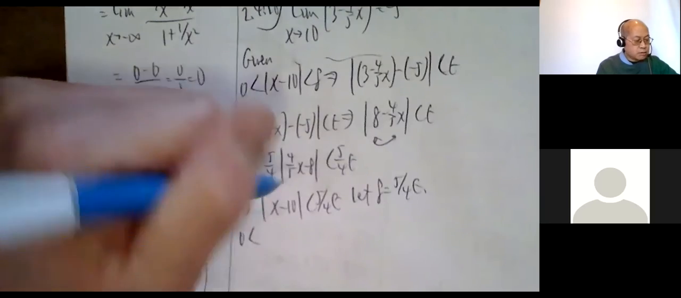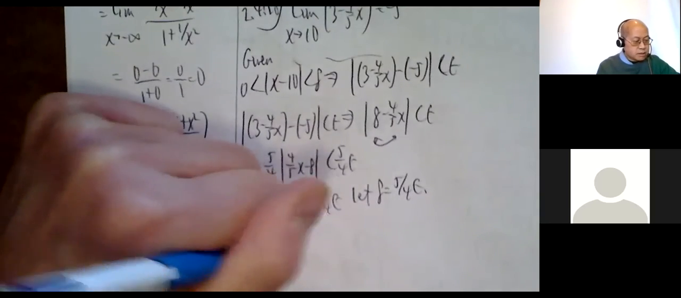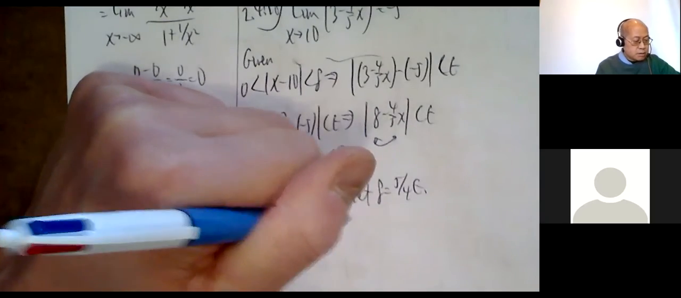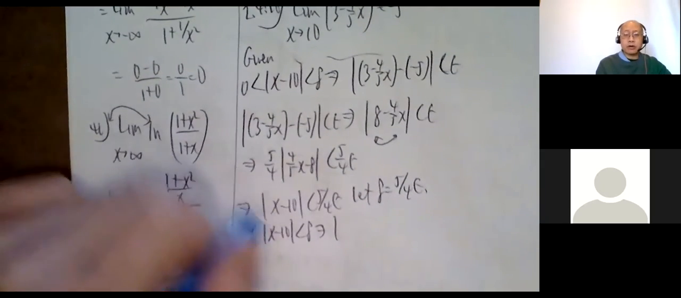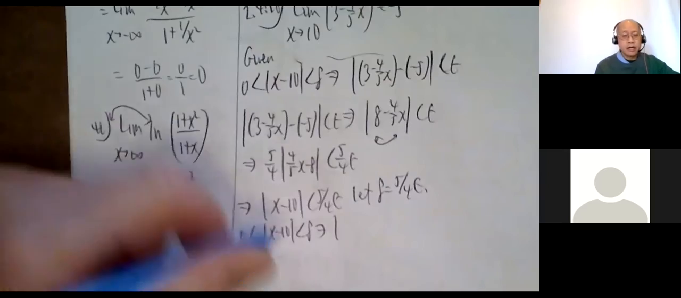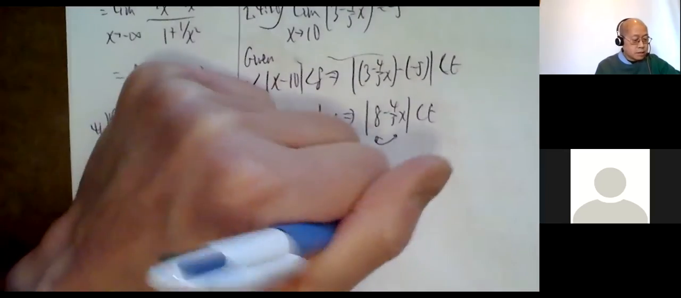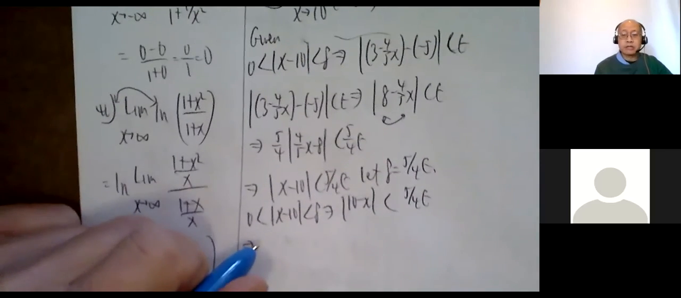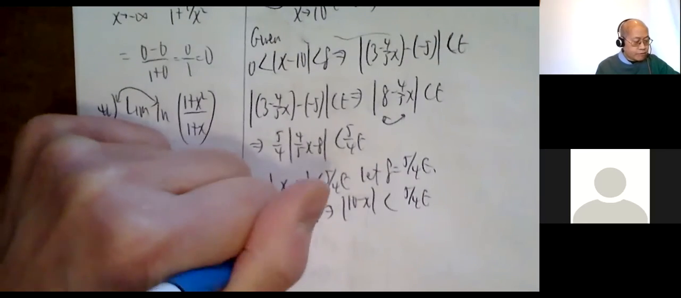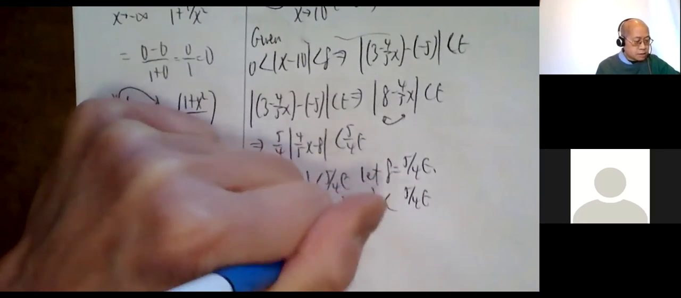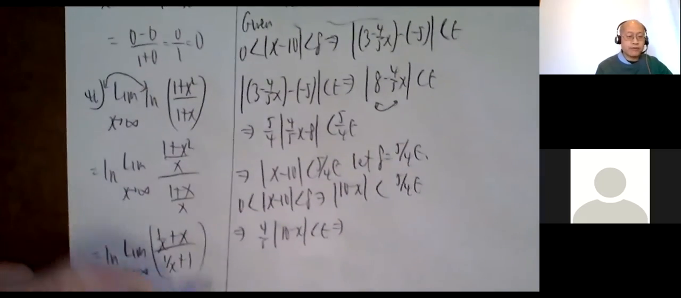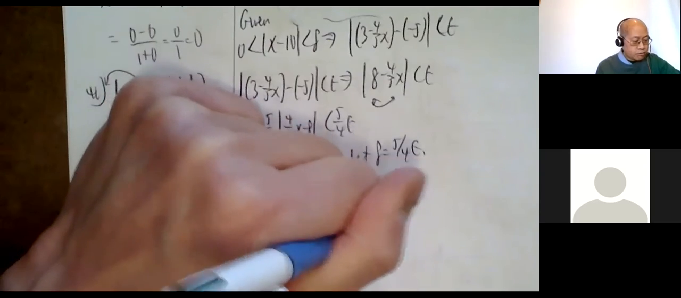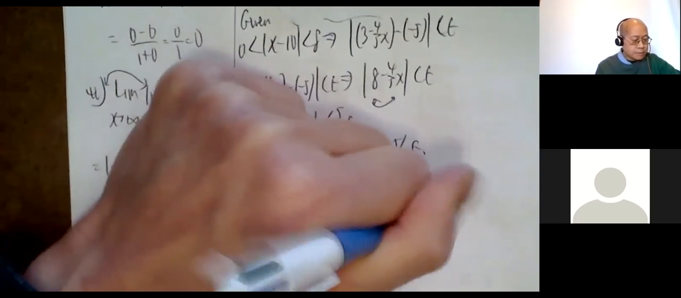Okay, so start to prove. 0 less than absolute value of x minus 10 less than delta implies absolute. And now I know ahead of time that I need to turn it around, so I might as well turn it around. Absolute value of x minus 10 is the same as absolute value of 10 minus x is less than delta, which is 5/4 epsilon. And then multiply both sides by 4/5. So 4/5, 10 minus x is less than epsilon. And put the 4/5 in. 4/5 times 10 is 8 minus 4/5 x less than epsilon.